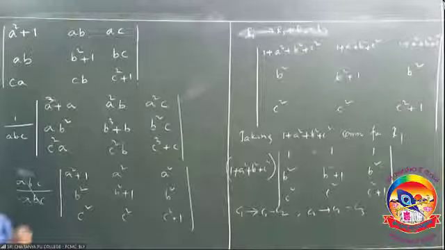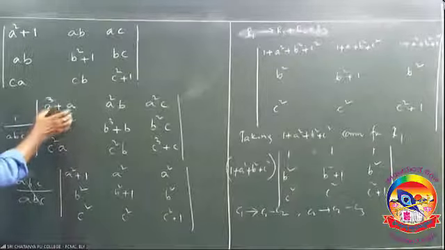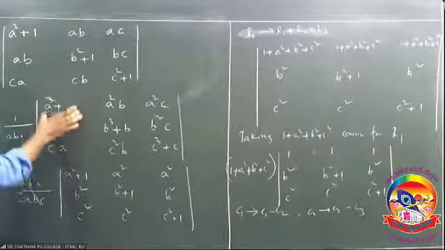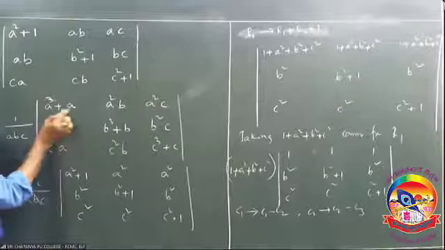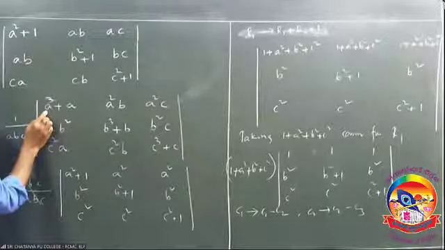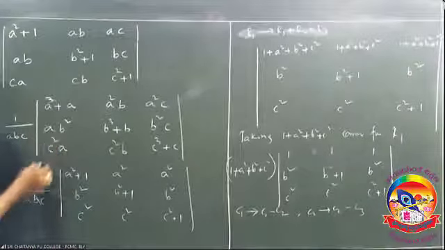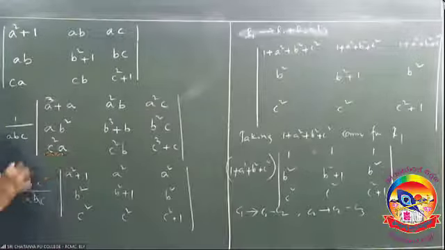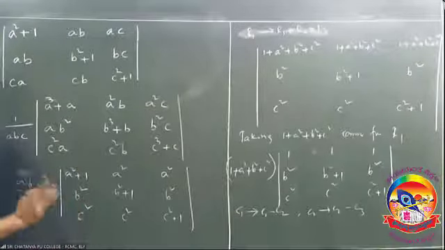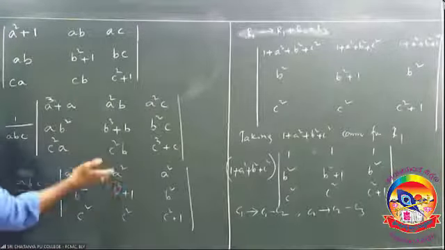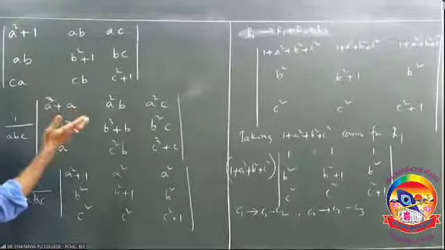Next one, I am going to take, next step, this one. I am going to take A common from the first column. So observe, take A from here. So it becomes A square plus 1 and I wrote A here. A common and A outside. Okay. So the elements become A square plus 1, B square, C square. And from the second column, B outside. And from the third column, C outside.